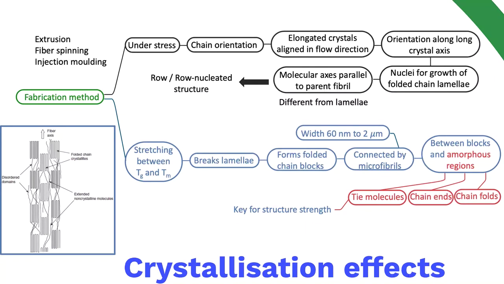If you use heat to stretch a polymer between the Tg and Tm, the glass transition temperature and the melting temperature, you break up the lamella. You allow the formation of chain blocks connected by microfibrils, which can be between 60 nanometers to 2 micrometers wide. And these microfibrils are between blocks, the crystalline blocks, and amorphous regions. These are the tie molecules, chain ends, and chain folds. The tie molecules, like I mentioned earlier on, are key for structural strength.